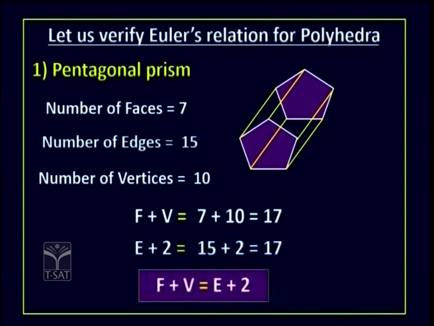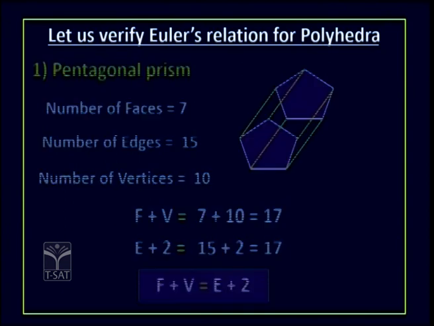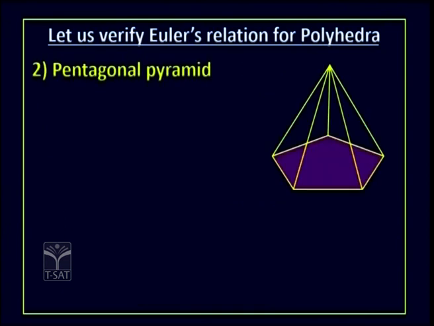From this what you can observe, children? F plus V equal to E plus 2. So, Euler's relation is verified. Now, I am taking the second one as pentagonal pyramid, children.